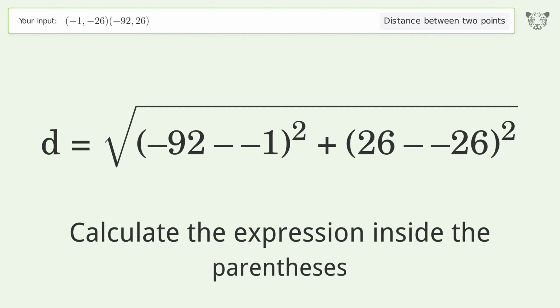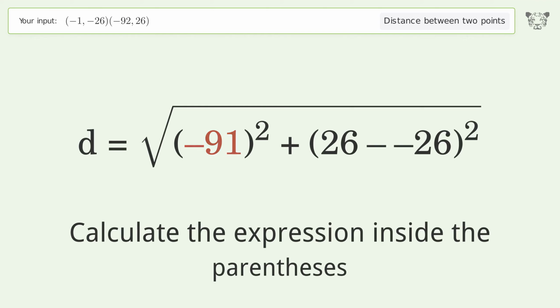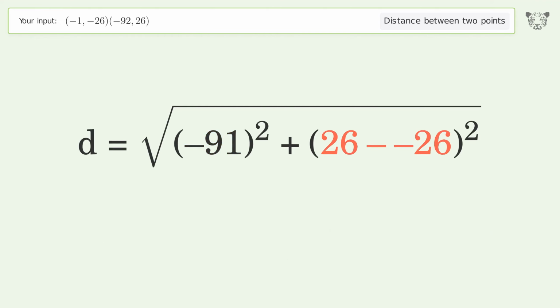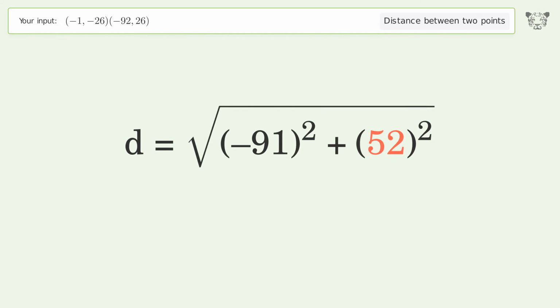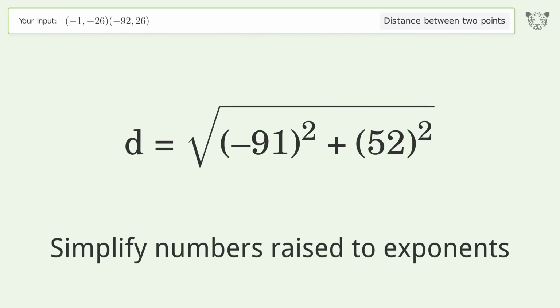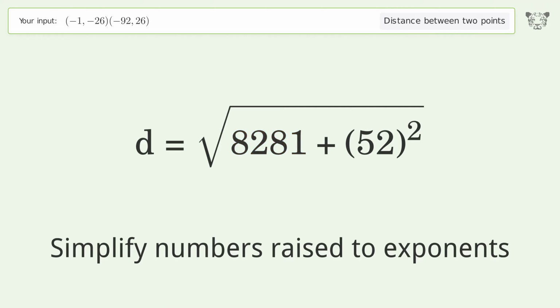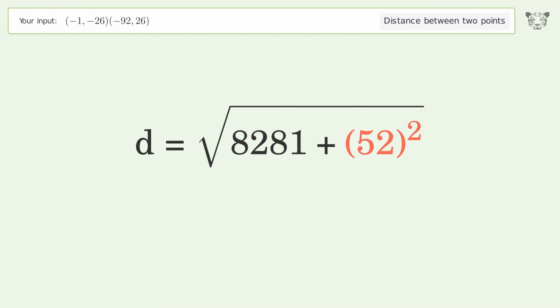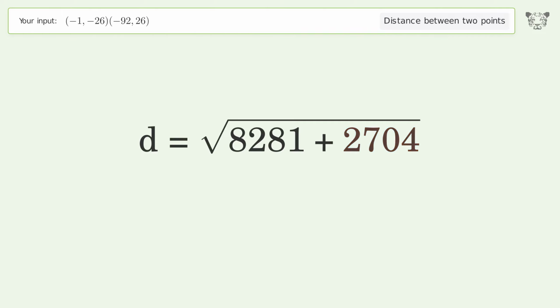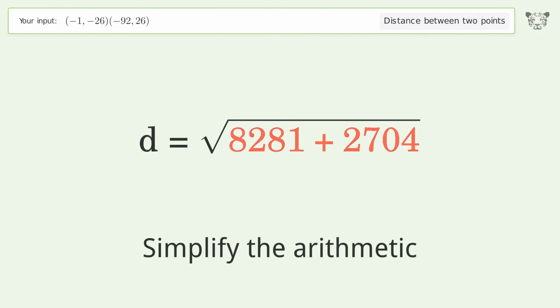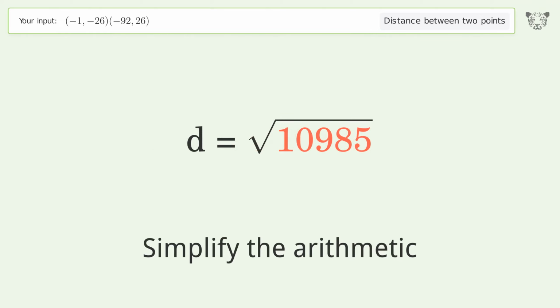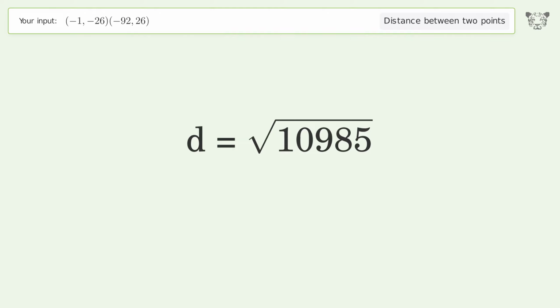Calculate the expression inside the parentheses. Simplify numbers raised to exponents. Simplify the arithmetic. And so the distance between the 2 points is the square root of 10,985 or 104.809.